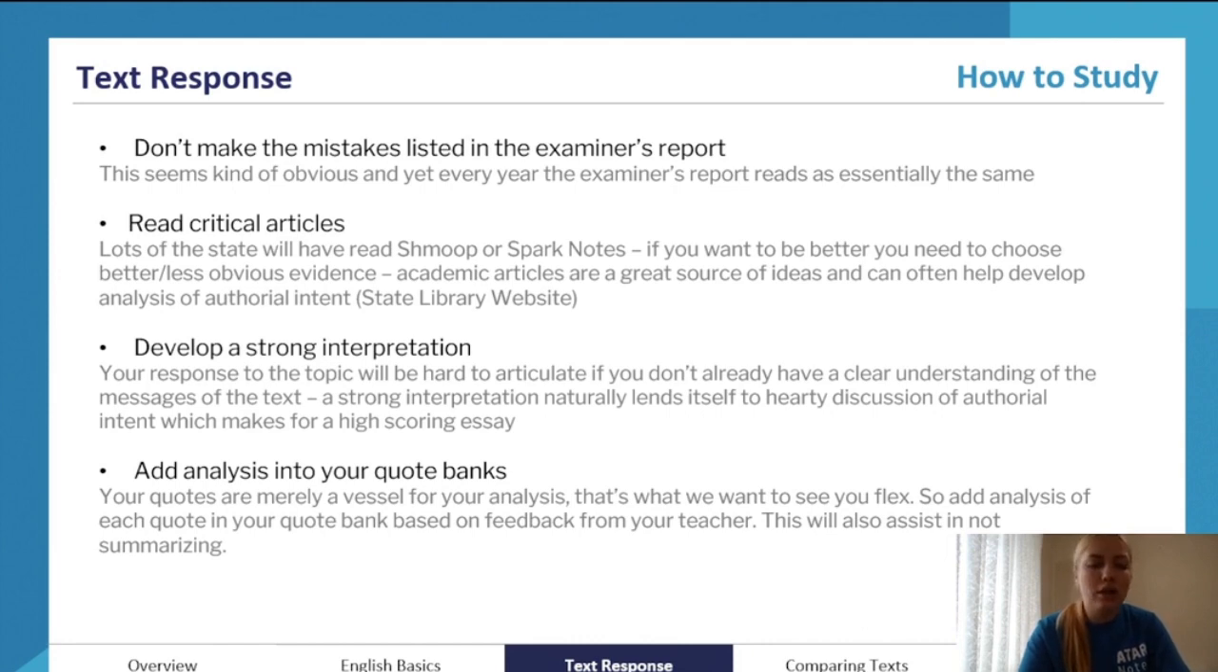So have strong, definitive opinions and lots of evidence and ideas to supplement them, and add analysis into your quote banks. This helps you practice essay writing at the same time, finding quote structural features and doing mini dot point analysis of all of those. And you will start to associate the quotes and the evidence that you've put down on the paper with the analysis, and you will start to remember the evidence without having to rote learn it for your exam.